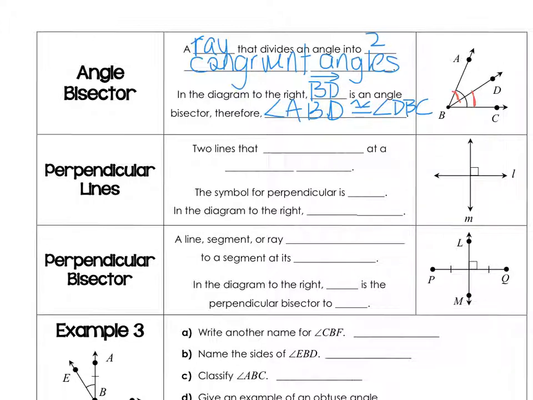Perpendicular lines. There are two lines that intersect at a right angle. And we indicate that by this hat. The symbol for perpendicular is the upside down T. And in this diagram on the right, we would have line L perpendicular to line M.